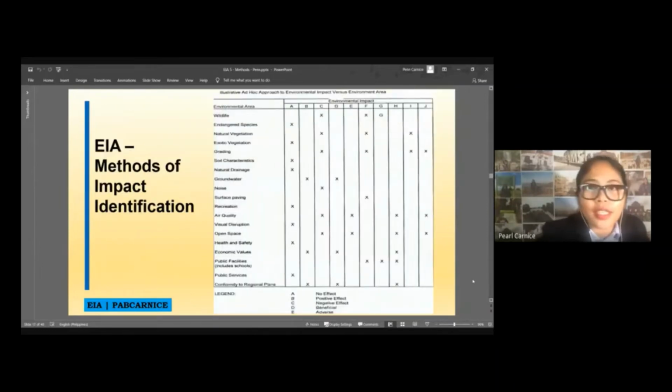So this is an example of a checklist. This is, for example, wildlife. We have A, B, C, D, up to J. So for example, A means no effect, B means positive effect, C means negative effect, D beneficial, E adverse, and so on and so forth.